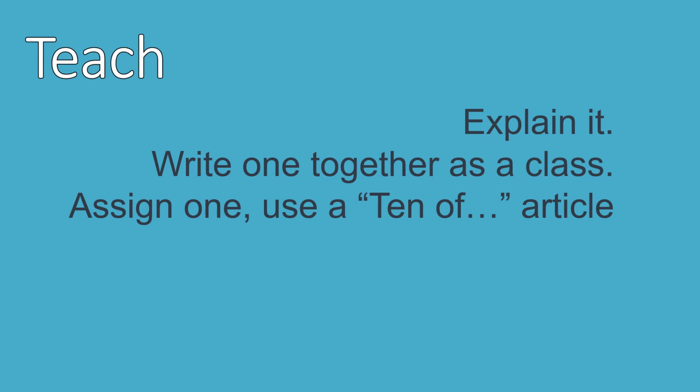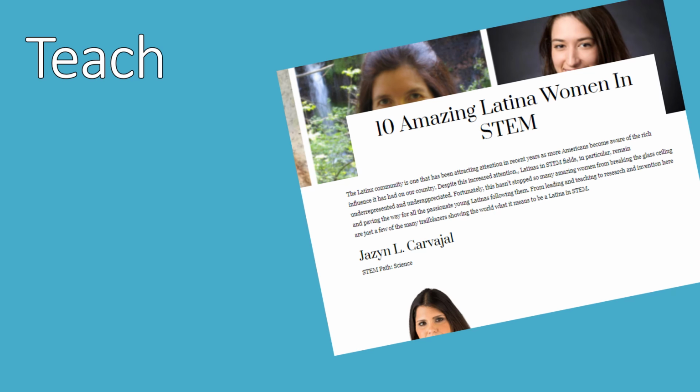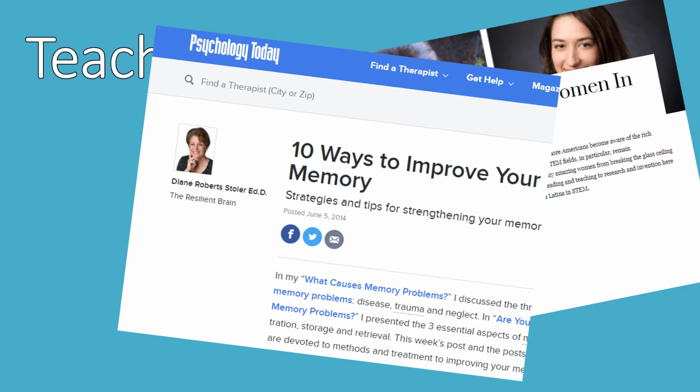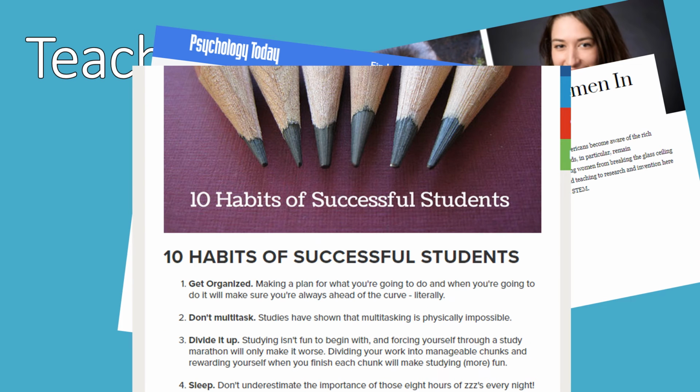I like to use articles from the web that have 10 ideas listed in them, like amazing women, Latina women in STEM, or how to improve your memory, or how about becoming a successful student. I ask the students to choose 3 from the list of 10 and write about which 3 people they most admire or which 3 things that they are going to do.